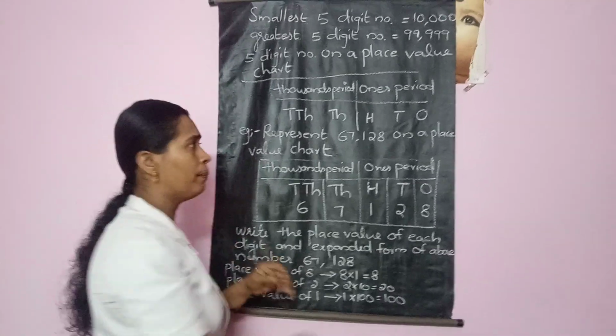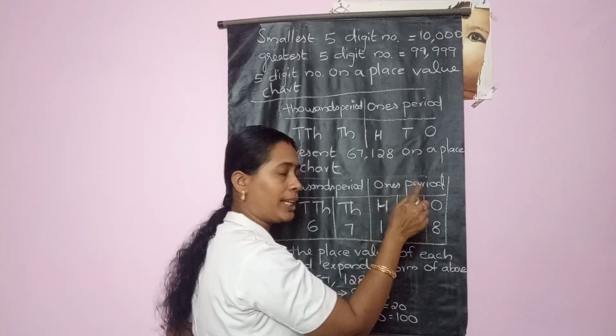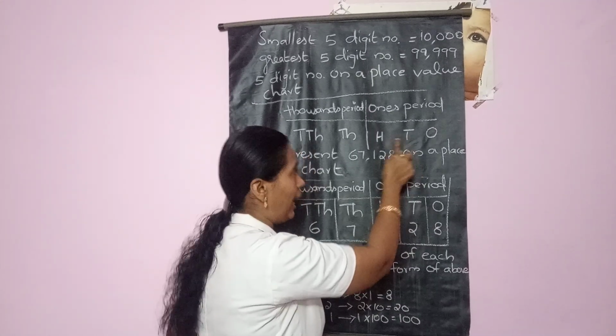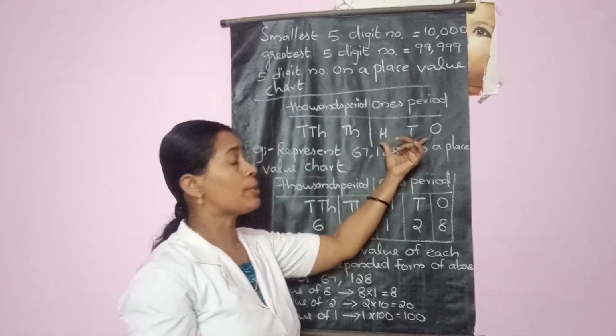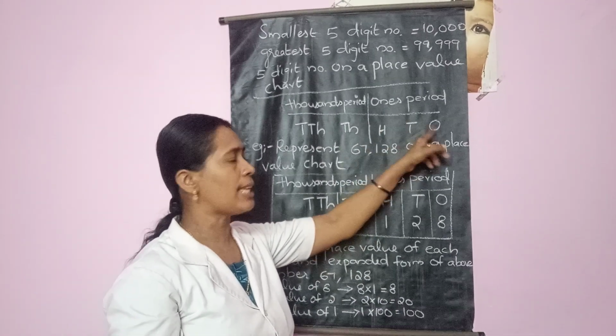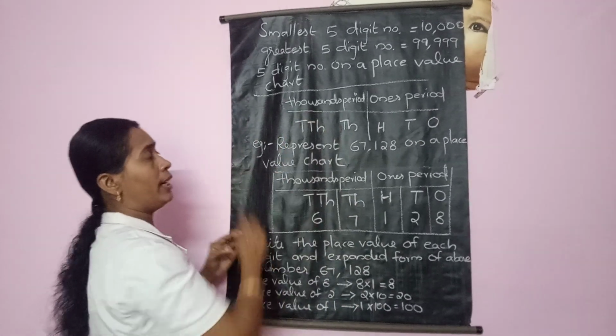Which are the 3? Ones digit, it is written O. It's read as ones. T means tens. H means hundreds. And which are the digits in the ones period? Hundreds, tens and ones. HTO. Okay. Let us move to the other period.